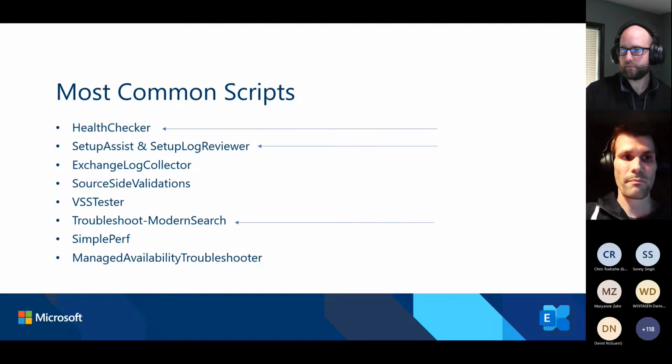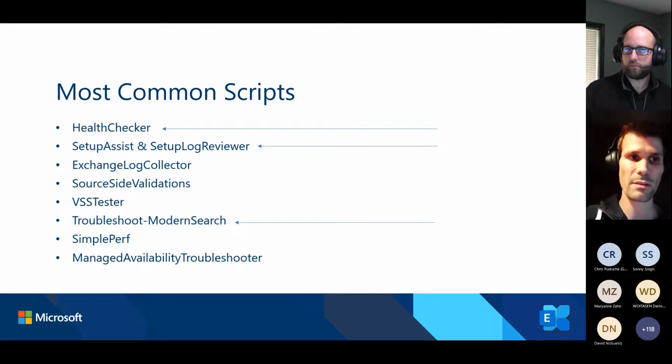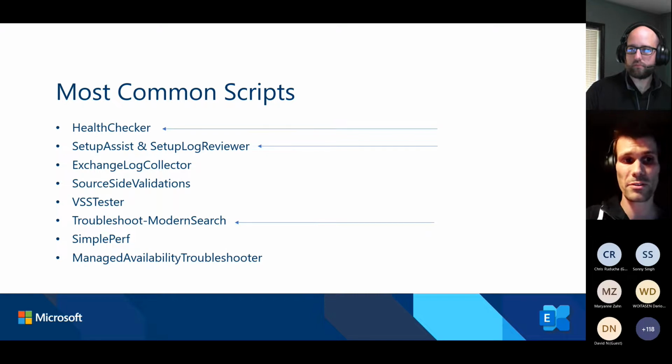Yeah, since we are on GitHub, the number of scripts that we provide is continuously evolving. These are the most common scripts based on the number of downloads we have on GitHub. Number one is the Exchange Health Checker script, then the Exchange Setup Assistant, Setup Log Reviewer script, the Log Collector, Source Side Validations, the VSS Tester script, a Troubleshoot Modern Search script, Simple Perf, and Managed Availability Troubleshooter.